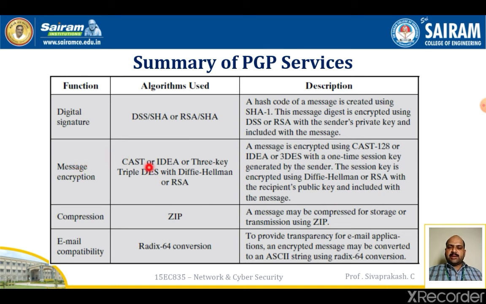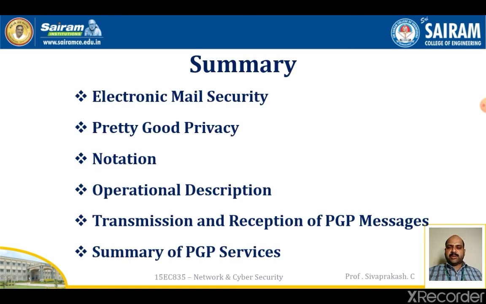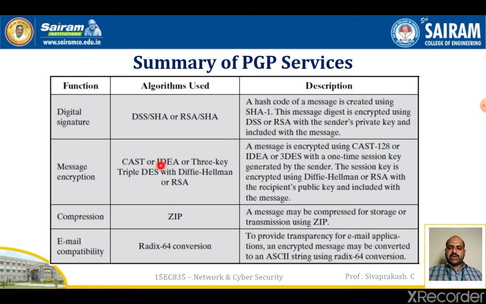For message encryption, the algorithm used is CAST 128-bit or IDEA or triple DES, with Diffie-Hellman or RSA. The message is encrypted using CAST 128 or IDEA or triple DES with a one-time session key generated by the sender. The session key is encrypted using Diffie-Hellman or RSA with the recipient's public key, and which includes the message. The compression method used is the zip compression method.